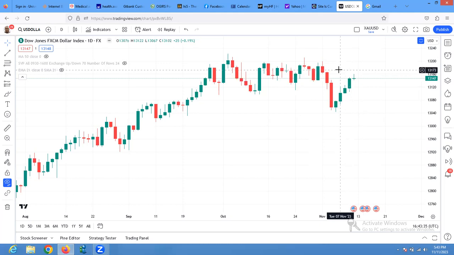Now, the clue will be, because the last thing we are correcting will be this wave to the downside. This wave to the downside, how much of a correction are we going to gain? And that will give us a clue as to what is going to happen.